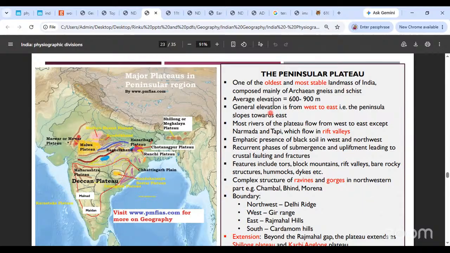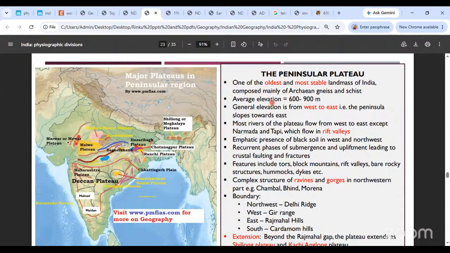It is mainly composed of Archean gneiss and schist. Gneiss is a metamorphic rock, and clearly we are looking at a long period of faulting, folding, and so on. Archean means बहुत बहुत पुराने जमाने की बात कर रहे हैं हम लोग. We are talking about very old rock. The average elevation is around 600 to 900 meters, and the general elevation is from west to east.